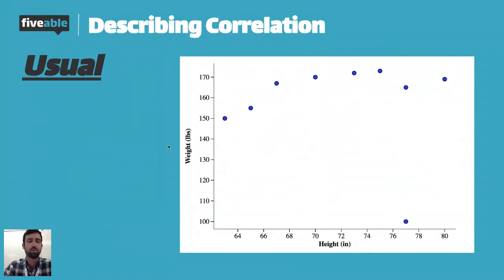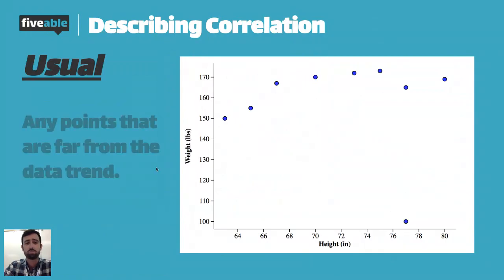And that's what we're going to get to now, unusual. So this point down here is far from the data trend. Any point that strays from the general direction or the general pattern of your points, we would say unusual, and we want to talk about that on our exam, right? So anytime you're answering a free response question and you see a data point far away, like this one down here, you're going to want to talk about it.